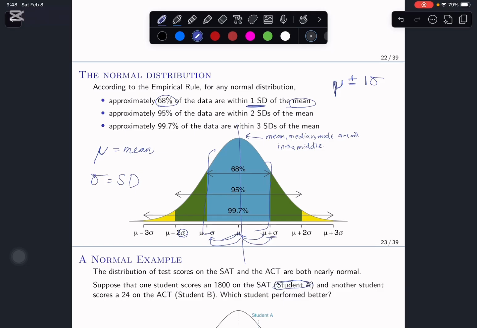Then it says 95% falls between this range in two standard deviations. So mean plus or minus 2 standard deviations. And the same thing when you reach 3 standard deviations, you have most of the values fall between 3 standard deviations, 99.7%.